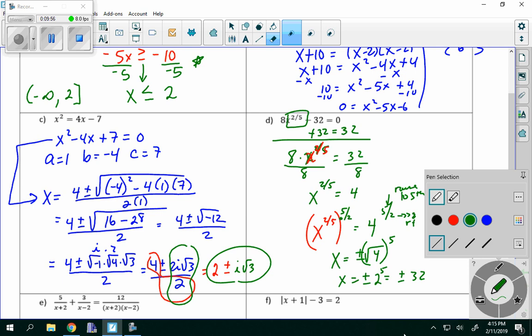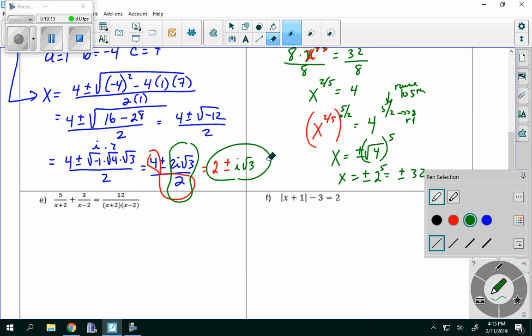Okay. And if you go back and check this, you can put a negative number in for x because you're taking the fifth root. And you can take odd roots of negative numbers. You just can't take even roots of negative numbers and have it be a real number. All right, let's take a look at E.